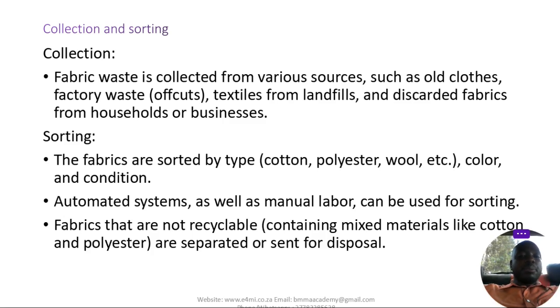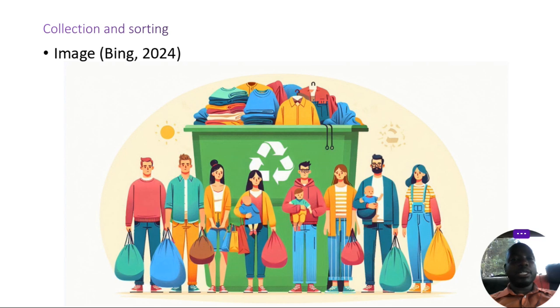After that, we sort fabrics according to types. Cotton fabrics are grouped together, while polyester and wool, etc., will form their own pile. We also consider the colors of the fabrics. Some have running colors, so you don't necessarily have to combine them with other products. Automated systems as well as manual labor can be used for sorting. Fabrics that are not recyclable, that contain mixed materials like cotton and polyester, are then separated or sent for disposal.